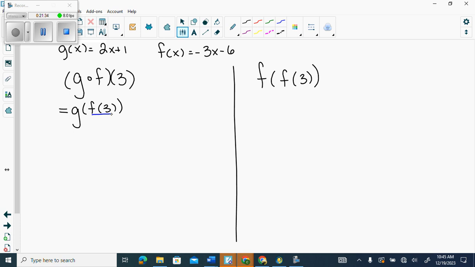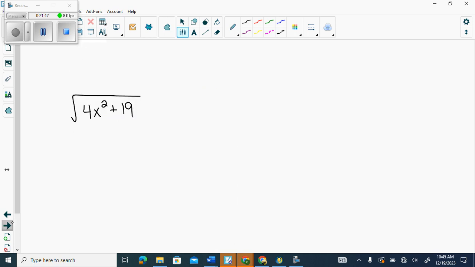So f of 3 is negative 3 times 3 minus 6, which is negative 15. So now I know f of 3 and negative 15 are the same thing. f of 3 is negative 15, yes?